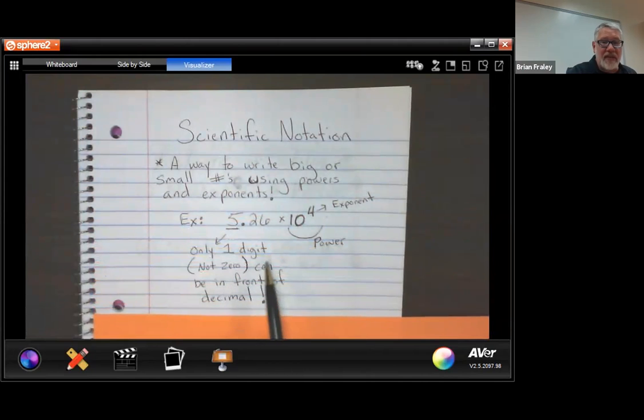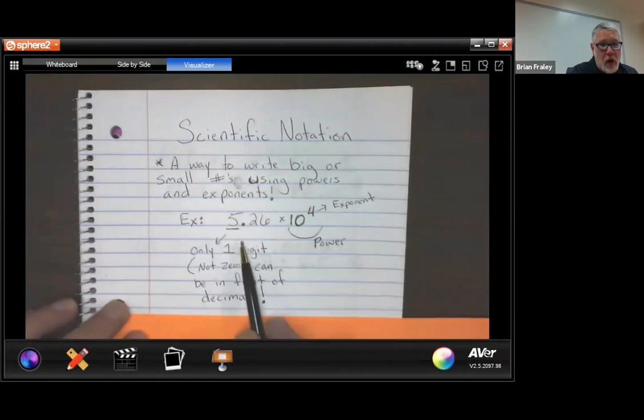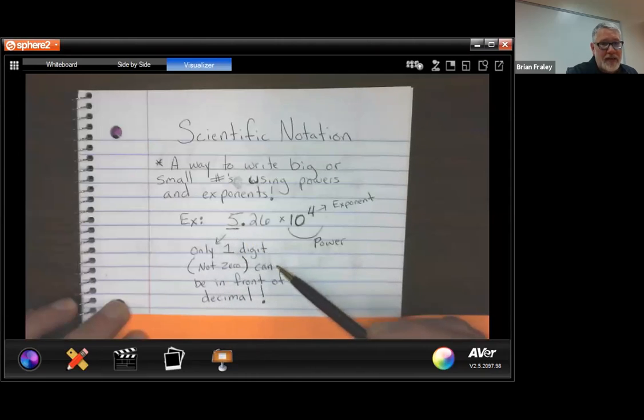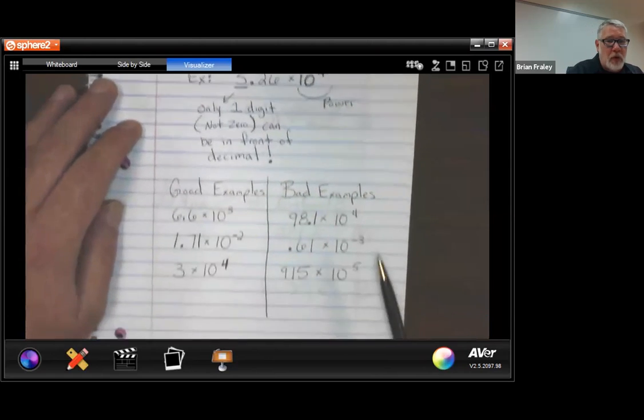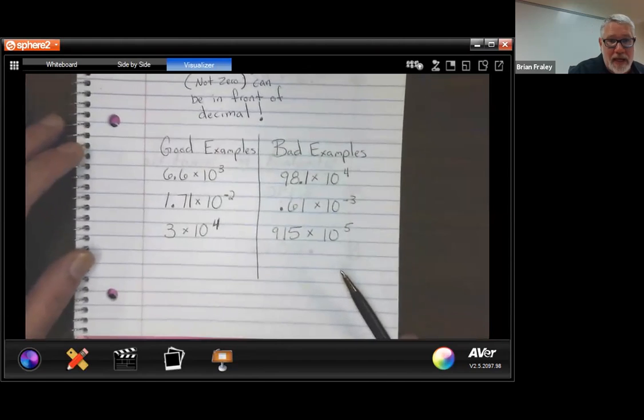If you're writing in scientific notation, guys, it's only correct if you only have one digit, and that digit cannot be 0. You have to have one digit that's in front of the decimal point. Notice the 5 is the only digit. It can't be 0 in front of the decimal point. And what I did is I wrote some good examples and some bad examples down.